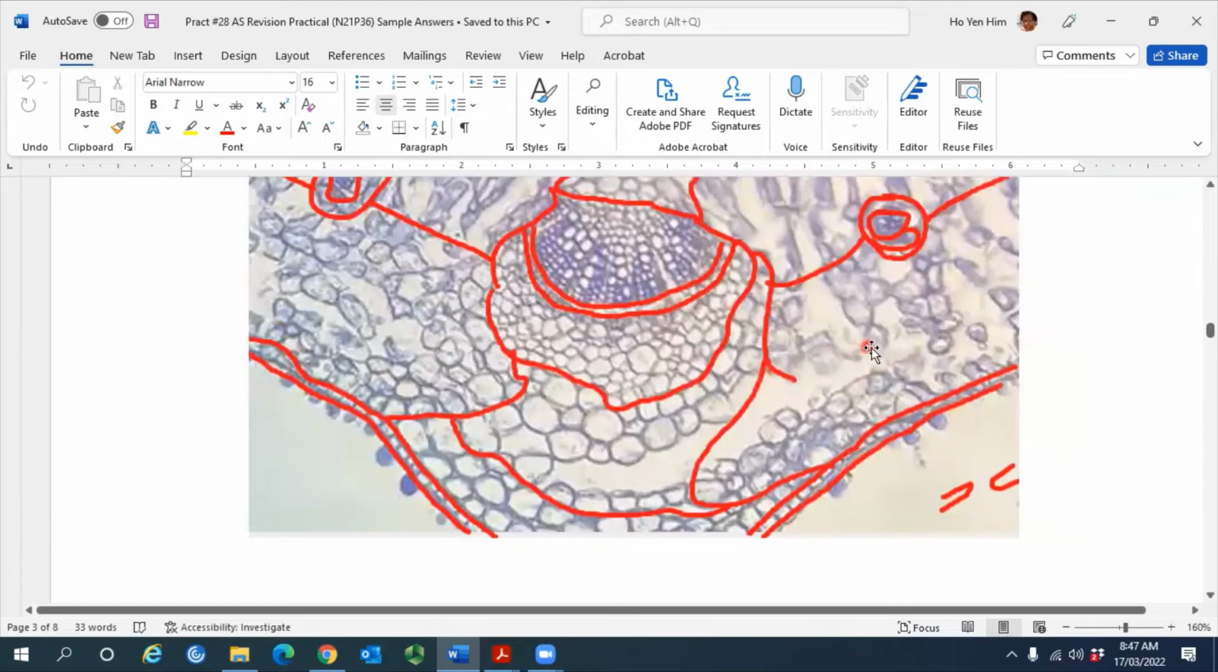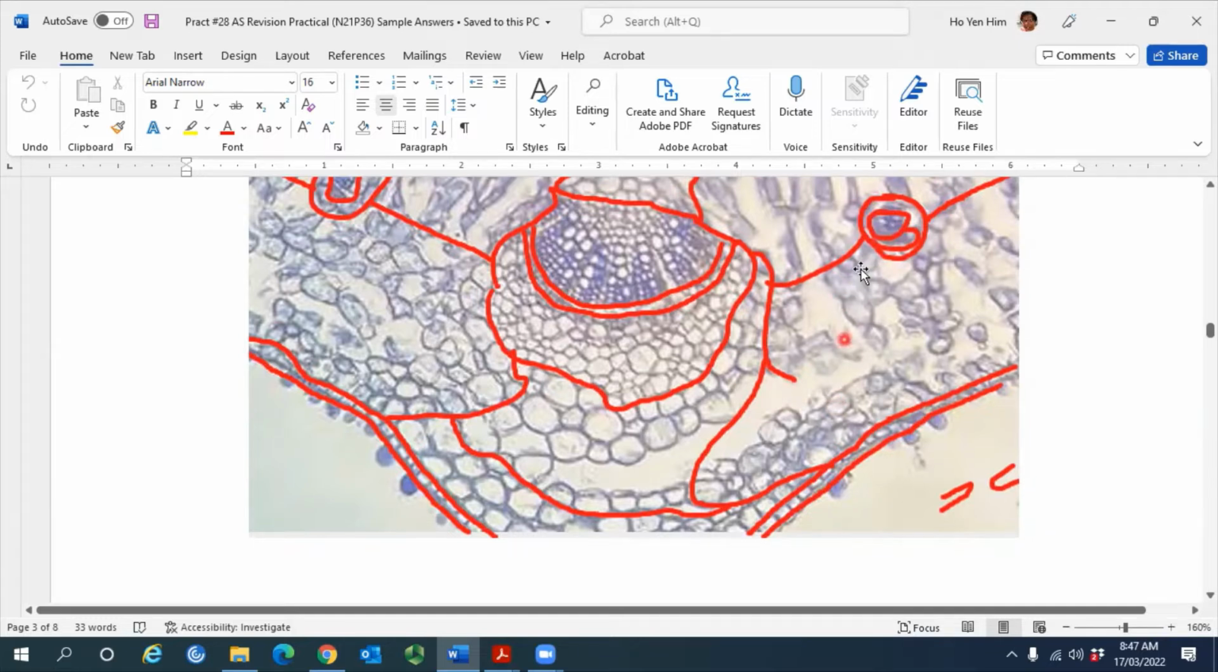Some students even outline the air spaces. First thing is plan drawing means you outline tissue, right? Tissue is made of cells, isn't it? If this one is made of cells, why do you go and outline this one? Are you trying to show that this is a tissue made of cells?